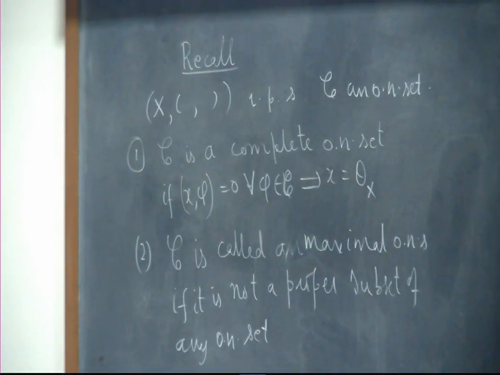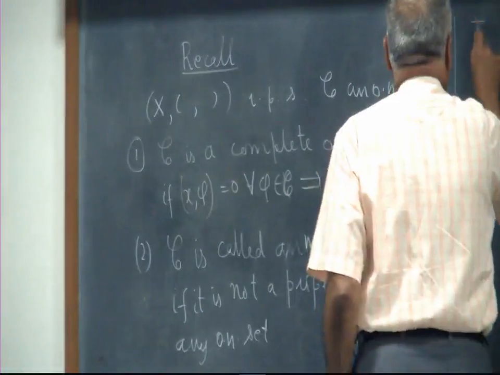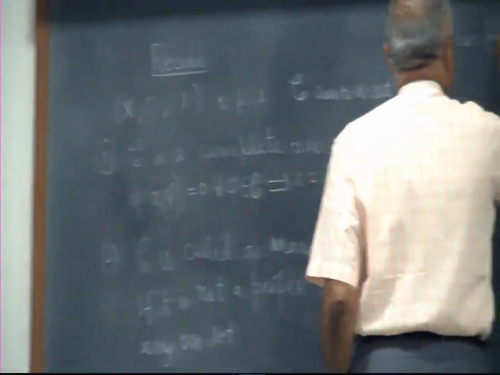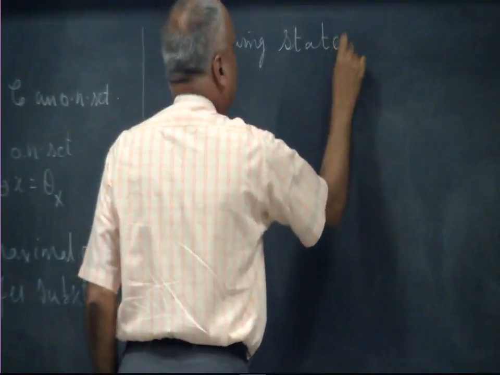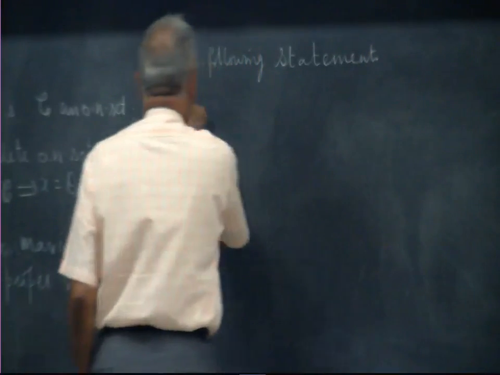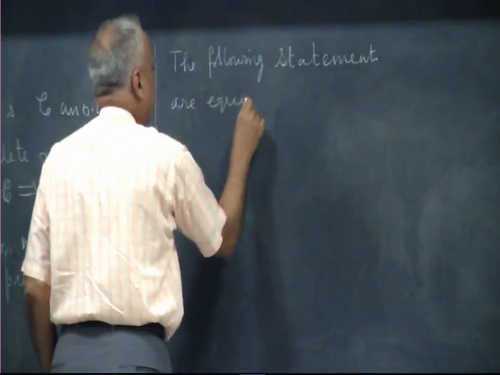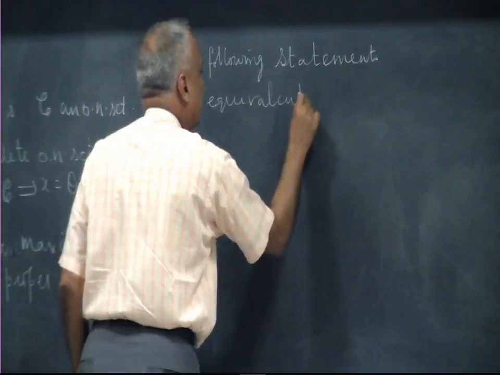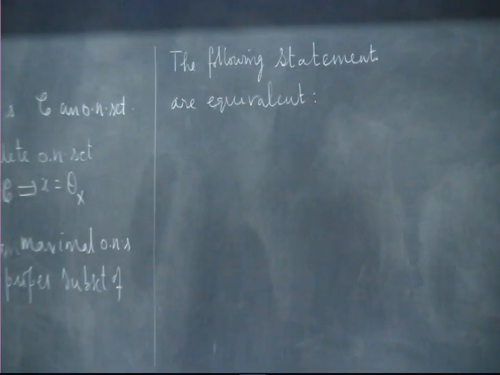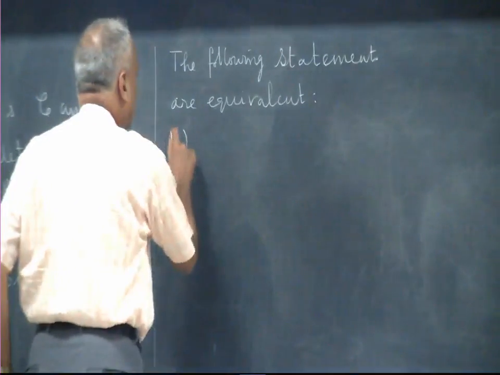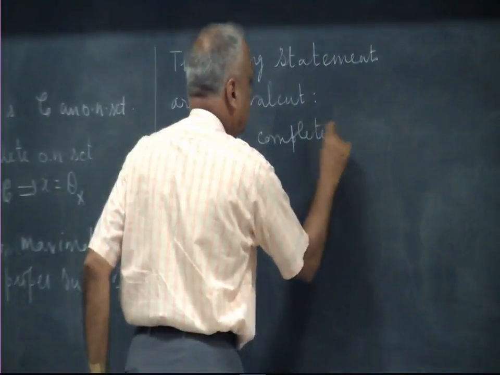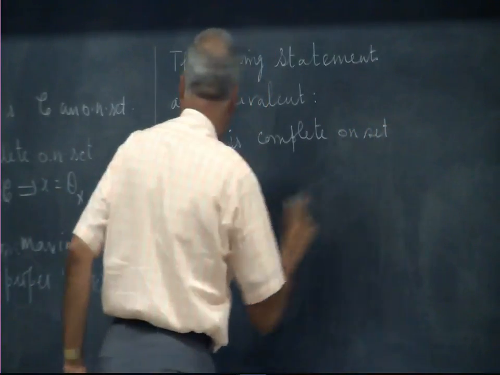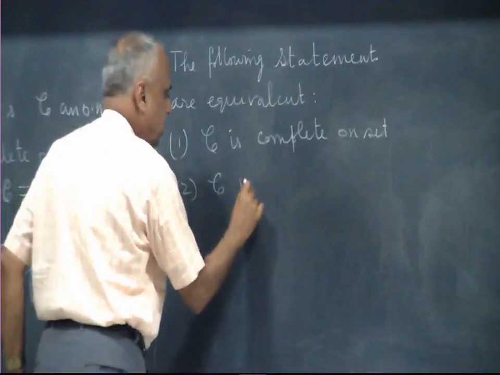And then we proved the following statements are equivalent. Any one of them is true, all of them are true. This is the main result we had before. So, the first thing is C is a complete orthonormal set. The second statement is C is a maximal orthonormal set.